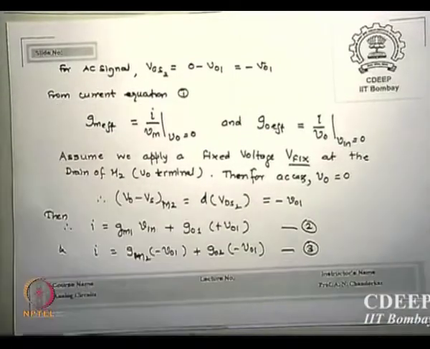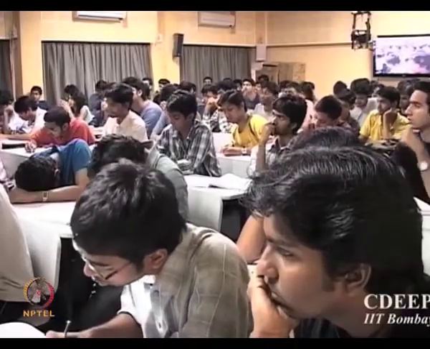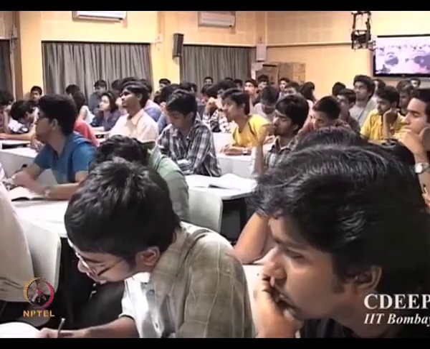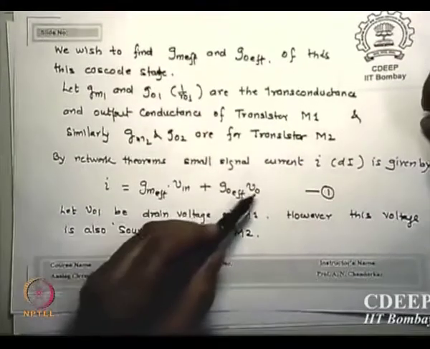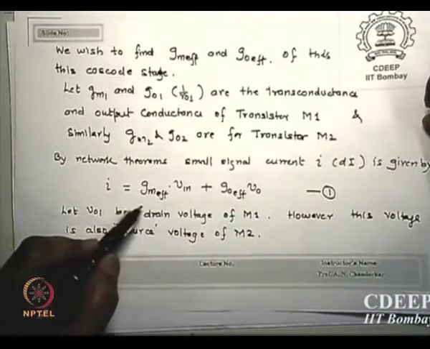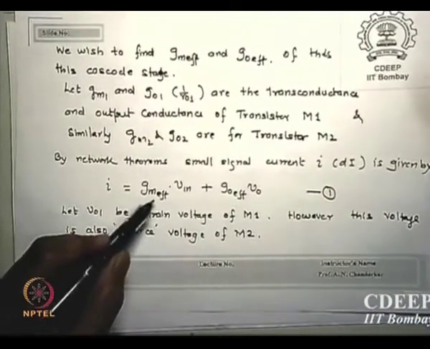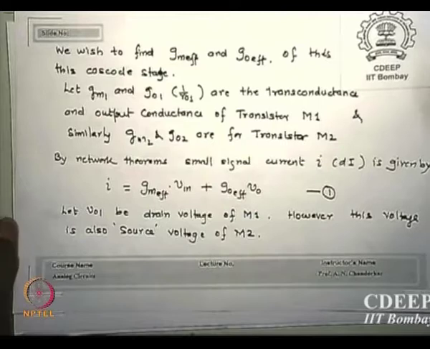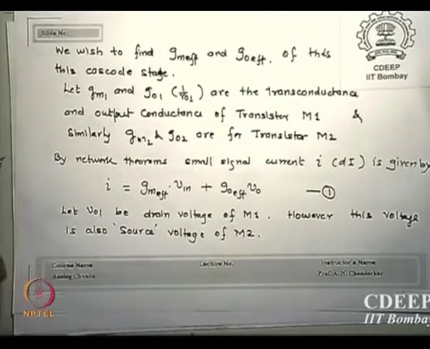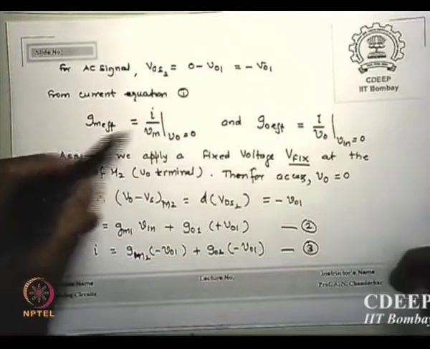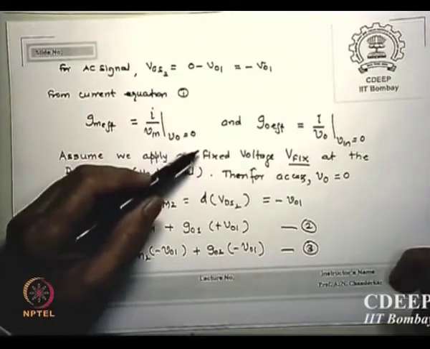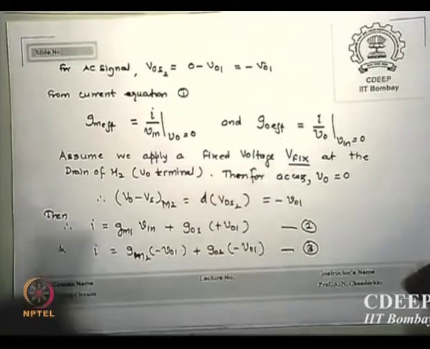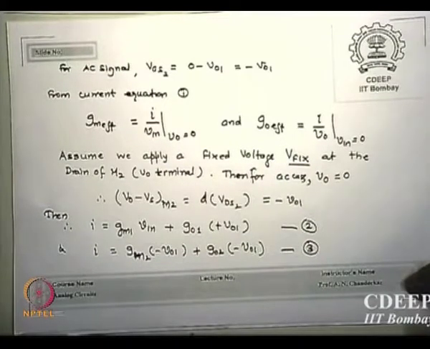Now from the current equation which I wrote, I is equal to GM effective into Vn plus GO effective times VO. If I make VO 0, do you get the point what I am saying? If I make VO 0, I upon Vn is GM effective. Is that clear? I upon Vn is GM effective if VO tends to 0. So I write GM effective is I by Vn when VO is 0. By the same argument, GO effective is I by VO when Vn is 0.